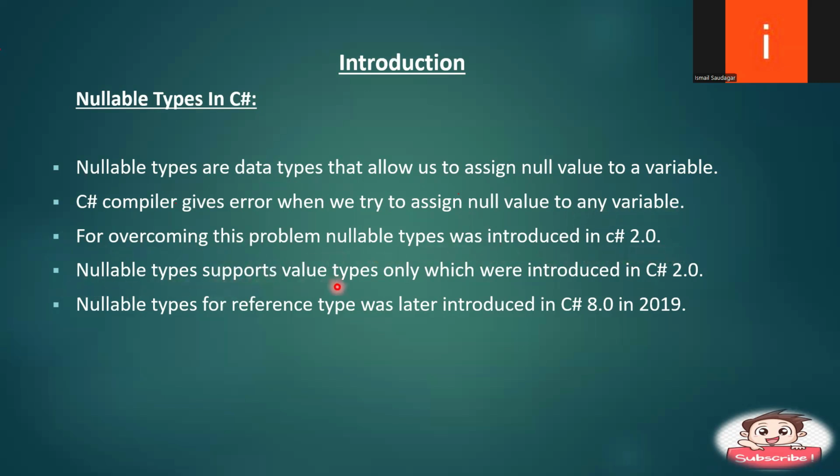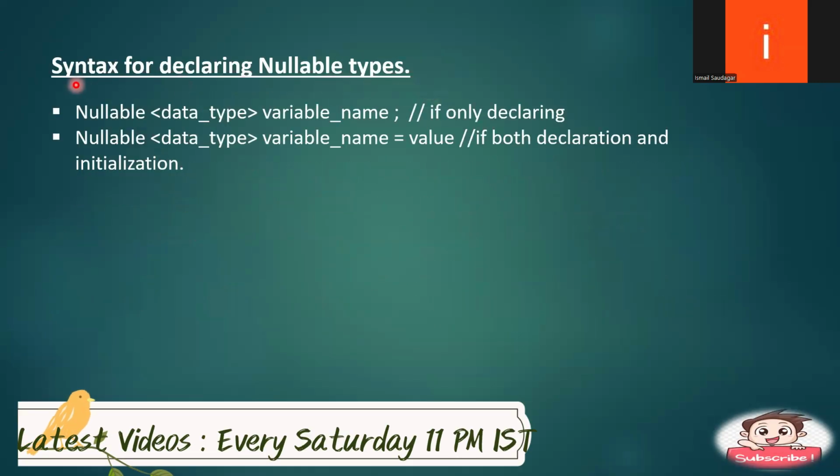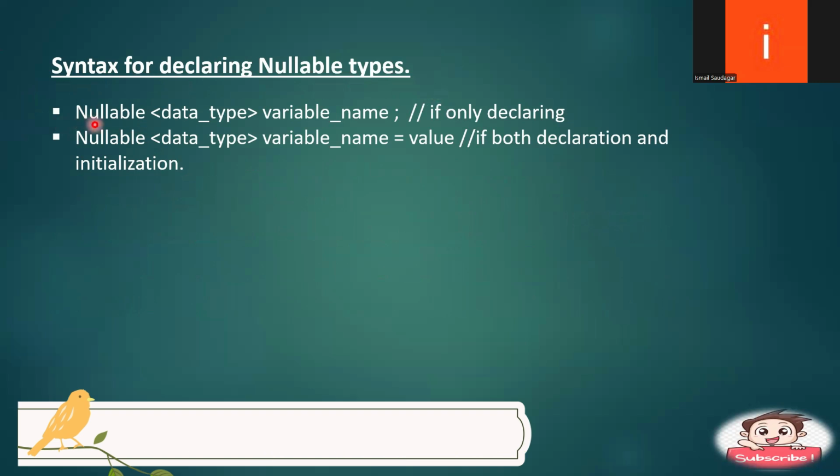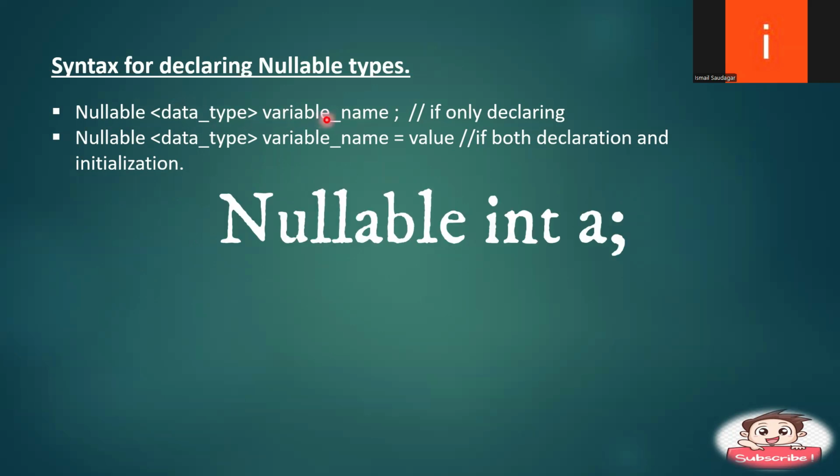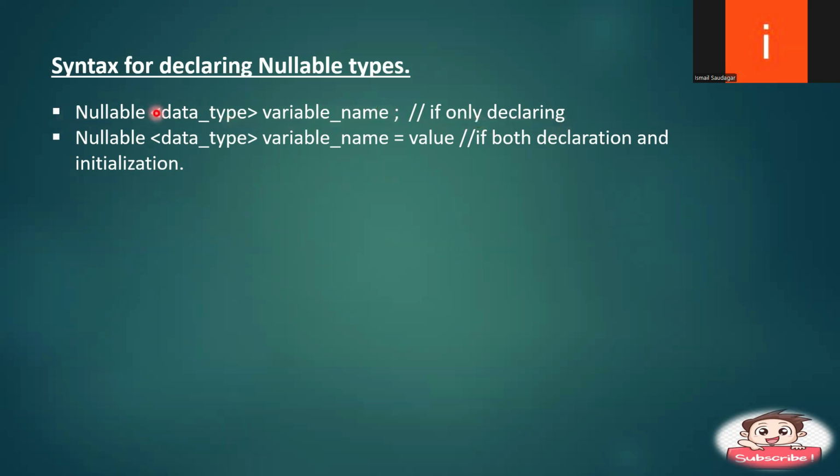Nullable types support value types only, which were introduced in C# 2.0. Nullable types for reference types were later introduced in C# 8.0 in 2019. So you can see here the syntax for declaring a nullable type. First Nullable will come, then the data type like int or float, etc. Then the variable name like ABC or name, then a semicolon if only declaring. If we are only declaring, then this syntax will come.